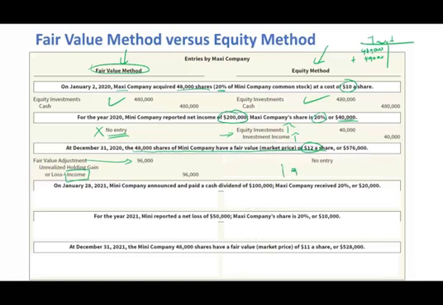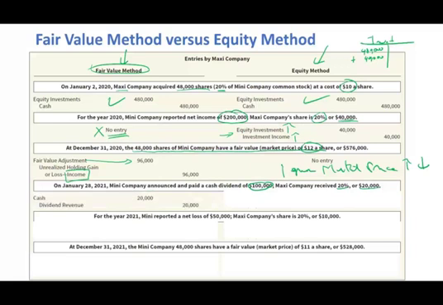So we ignore market price fluctuation because we are not adjusting our investment up or down based on the market price. We are adjusting our investment up or down based on the net income generated by the subsidiaries and the dividend received from the subsidiary. On January 28, Mini Company announced and paid cash of $100,000. Maxi received 20%, or 20,000.